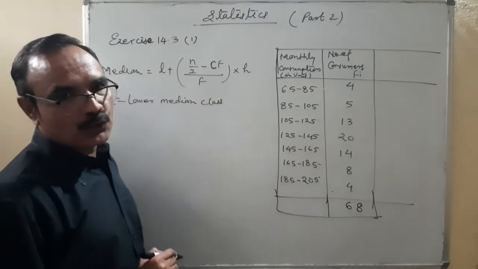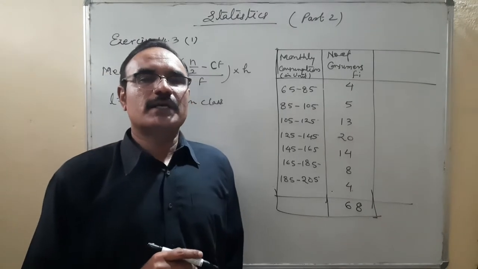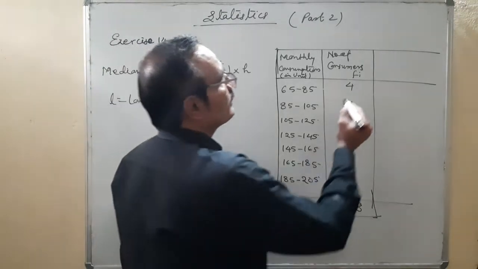Minus Cf. This is a new column which is to be added; as the name says, Cf is cumulative frequency.